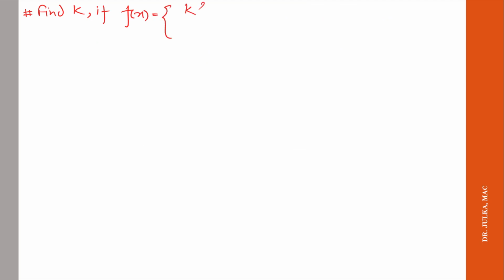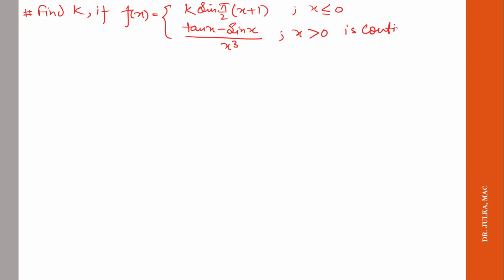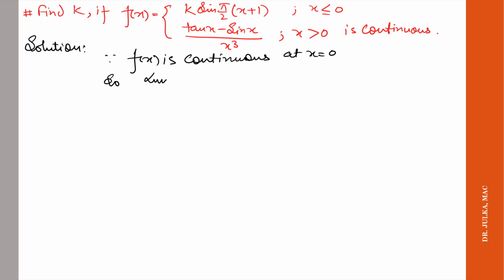Next example. Find k if f(x) equals k sine (pi by 2 multiplied by x) plus 1 when x is less than or equal to 0, and (10x minus sine x) whole divided by x cube when x is greater than 0, is continuous. Because there is only one turning point, x equals 0, we can say the function is continuous at x equals 0. So the limit as x tends to 0 of f(x) equals f(0).